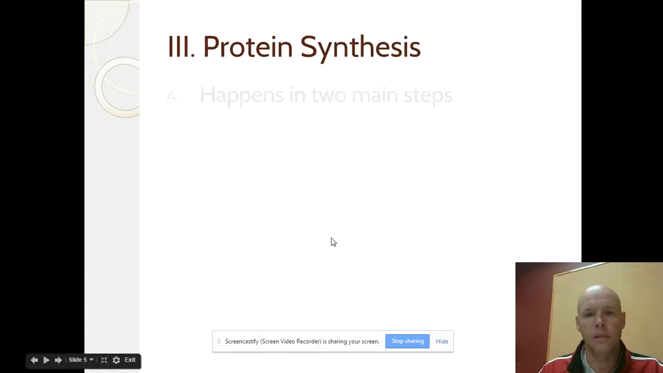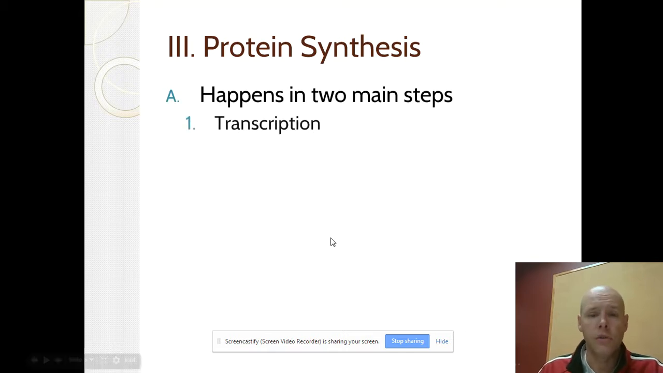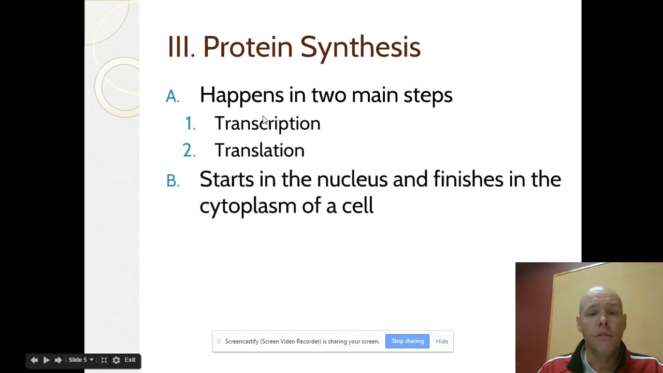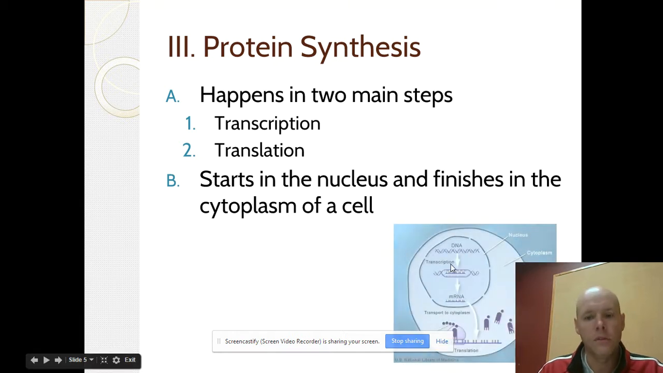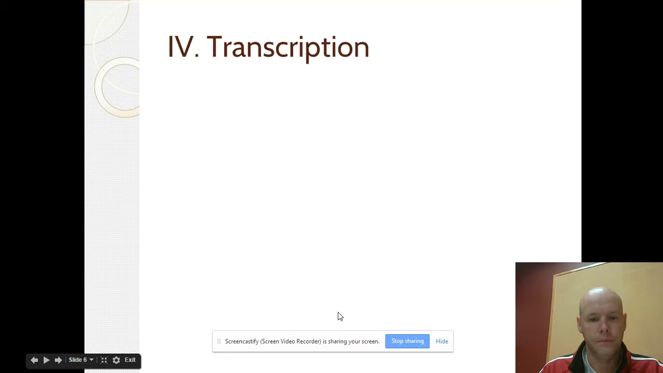So let's talk about protein synthesis. It happens in two main steps. The first step is transcription. The second step is translation, which we'll get into tomorrow. Now, the first one, transcription, starts out in the nucleus, and translation occurs in the cytoplasm. So protein synthesis starts in the nucleus and finishes in the cytoplasm. Like in this image right here, you have the DNA, you have transcription, this is all occurring in the nucleus, and translation is occurring in the cytoplasm.